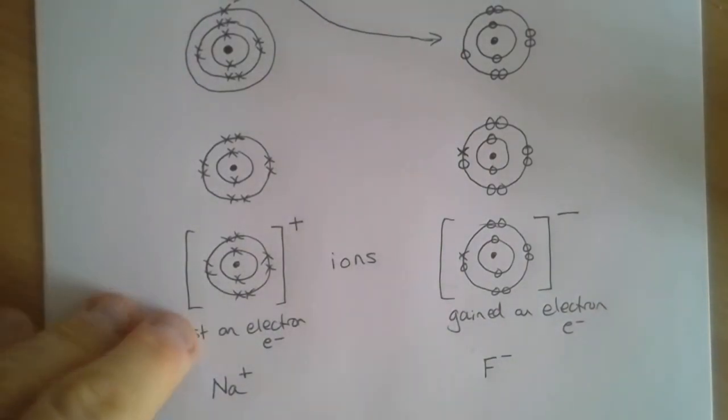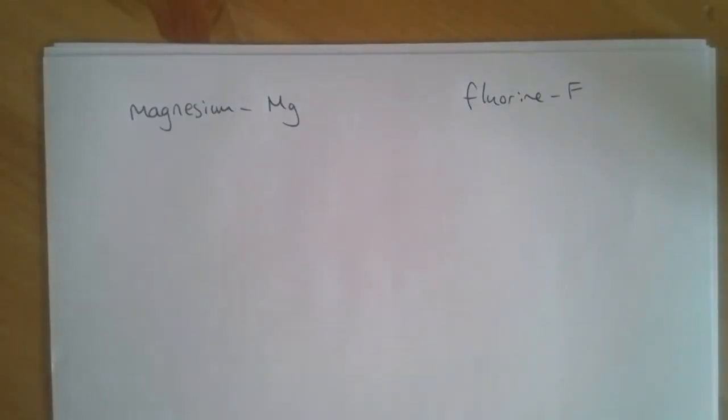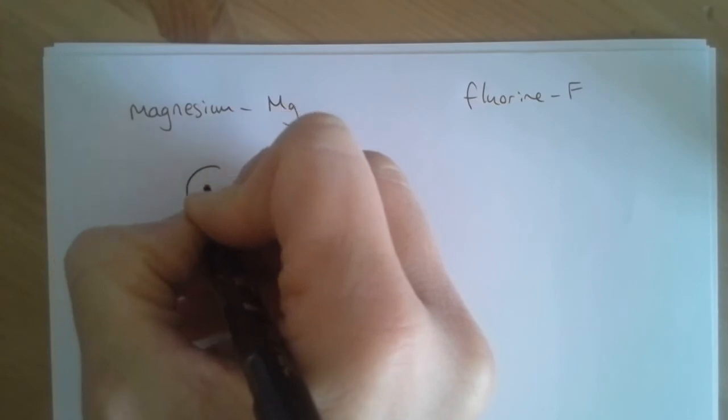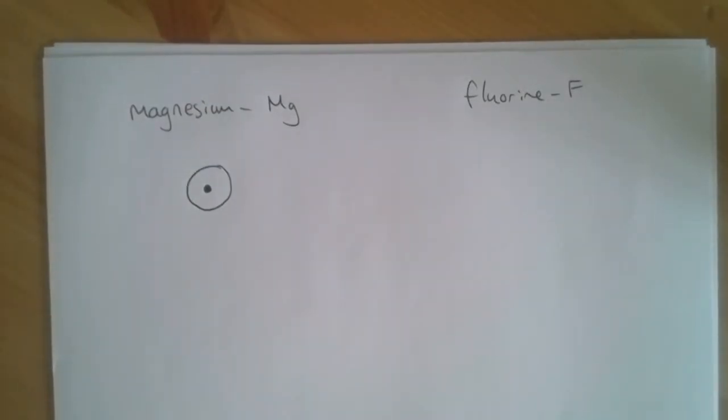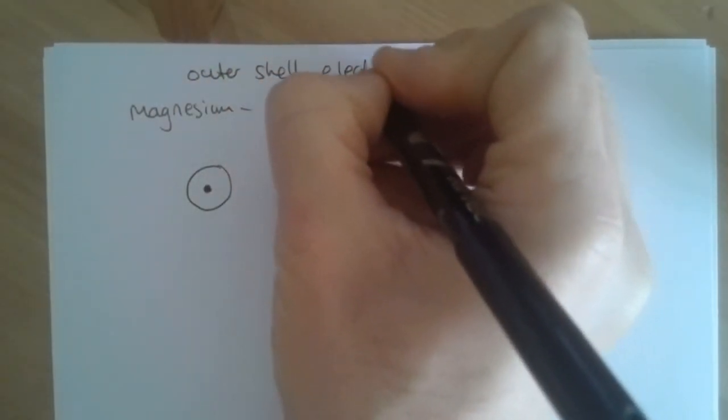Let's have a look at another example. So in this example, we're going to look at what happens if magnesium reacts with fluorine. So let's do the same thing that we did last time. Magnesium, but this time I'm only actually going to draw the outer electrons, and this is really important. So outer shell electrons only.